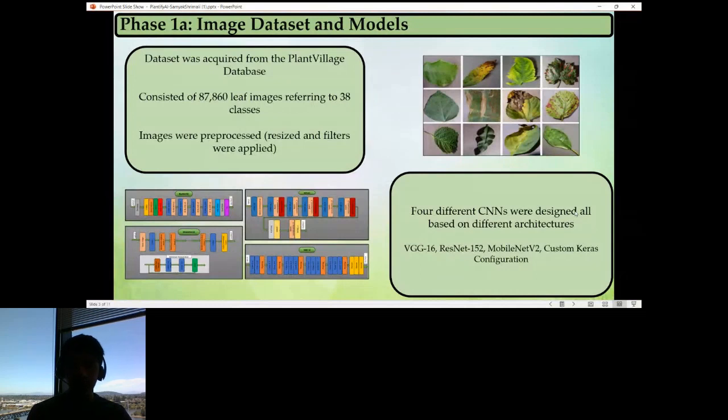Four different convolutional neural networks were designed, all based on different architectures: VGG16, ResNet V2, MobileNet V2, and a custom Keras configuration. So these models are considered four of the most accurate, efficient, effective model architectures for computer vision tools and multi-class classification problems.